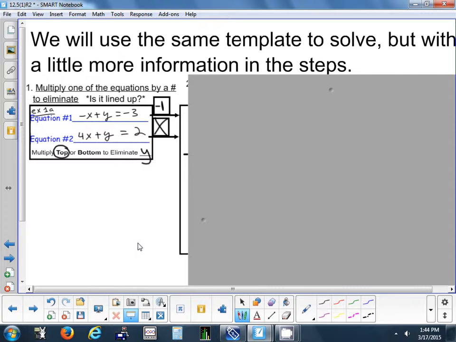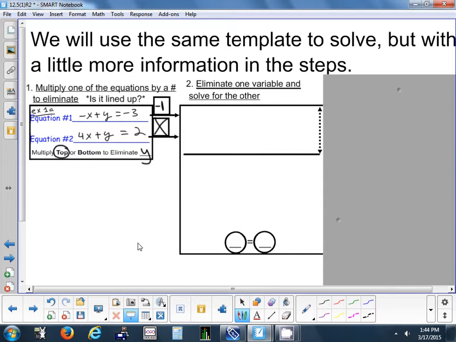Okay? Now this is when we get to the part where it's a little bit different from yesterday. So, we're going to eliminate one variable, just like we did yesterday, and solve for the other. We're going to eliminate one variable and solve for the other. But yet, I'll let you guys write that down first. I don't want to confuse you. Everybody good? Super, okay.